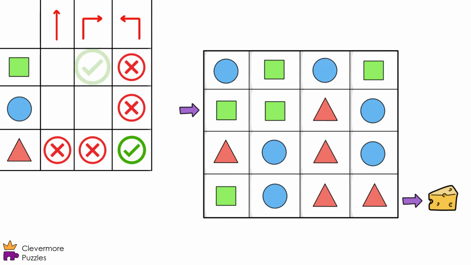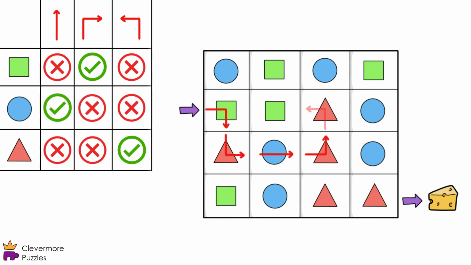So squares must be right, and by process of elimination, circles are straight. And this is the completed path the mouse takes through the maze.